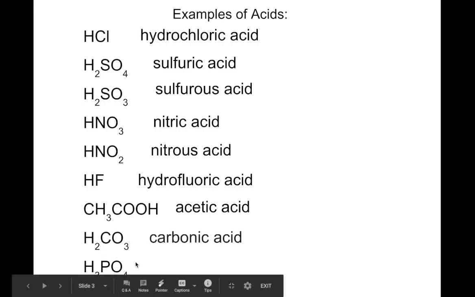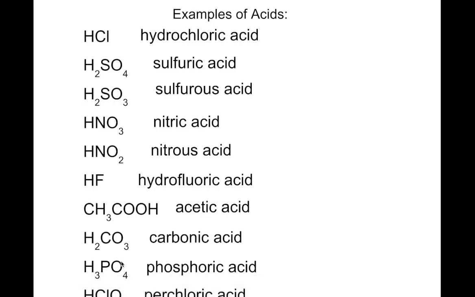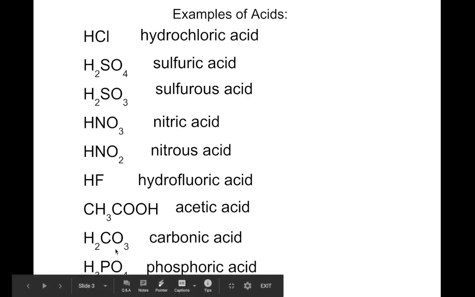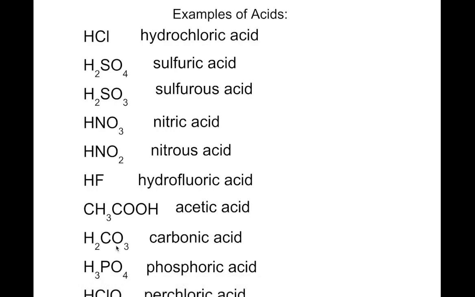Carbonic acid, notice the carbonate ion makes carbonic acid. Phosphoric acid and perchloric acid. Phosphoric acid is one of the acids found in Coca-Cola, and carbonic acid is also found in all sodas. It's the acid that forms when carbon dioxide is bubbled into water. Carbonic acid is present in any carbonated drink that you enjoy. It's responsible too for that little bit of burn that carbonated water has as opposed to non-carbonated water.